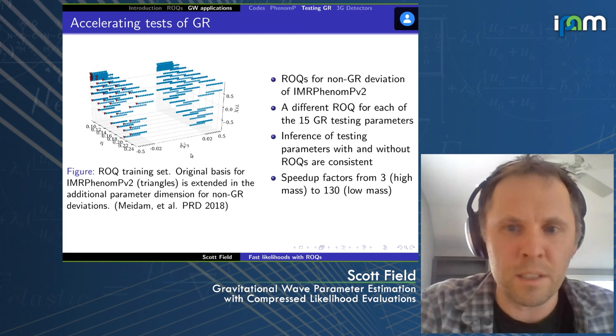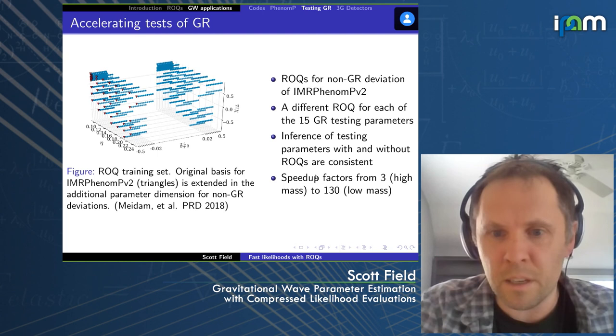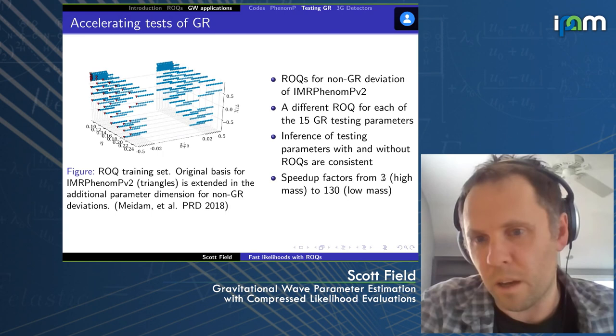Again, an end-to-end PE run shows that the results are consistent. And the speedup factors are somewhat similar to the ones for the Phenom PV2, roughly from 3 to 100 and 130 for BNS type signals.